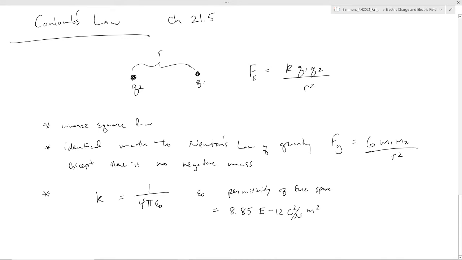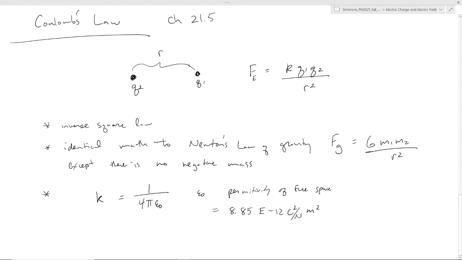You can see the units of that are such that when you have a factor of charge squared, and you divide by r squared and multiply by meters squared, you end up with newtons, which is what we want because we're talking about a force.